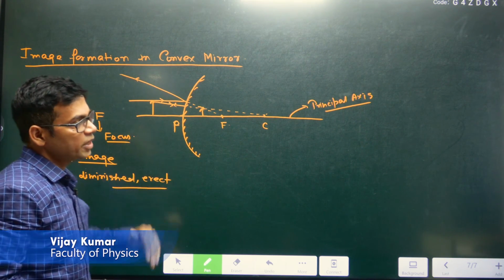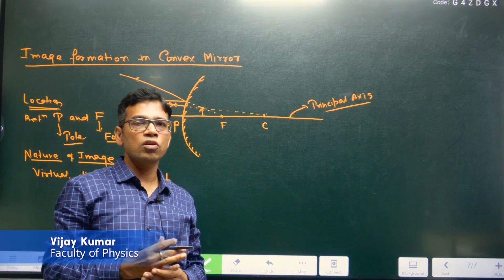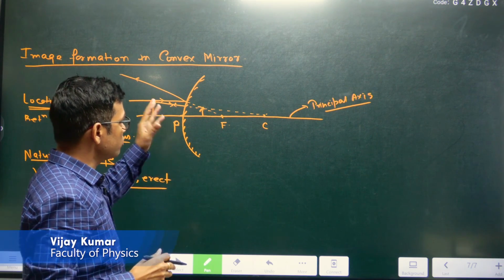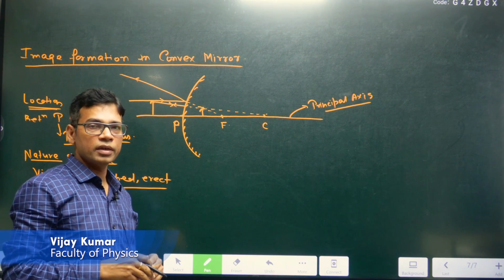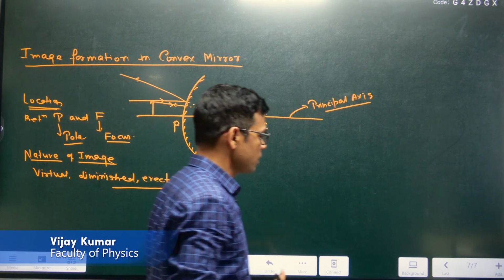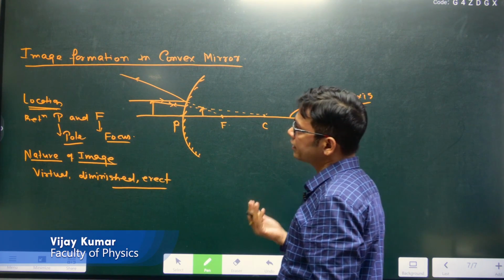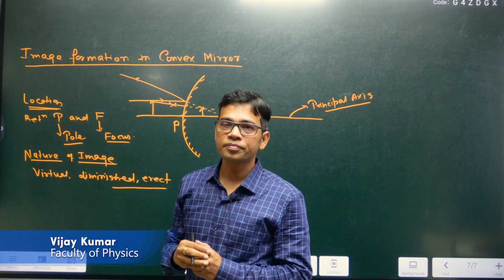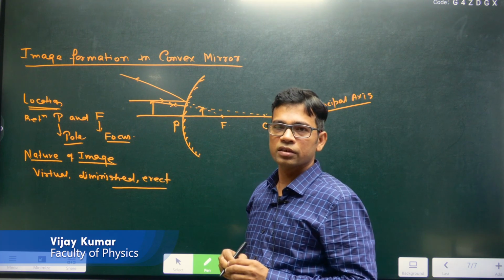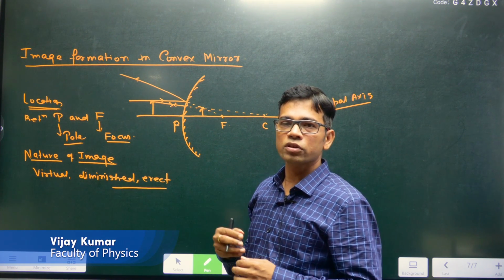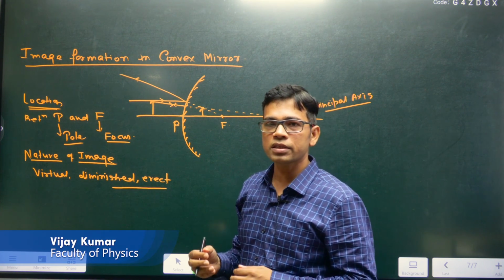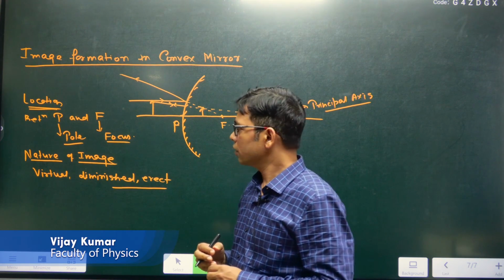So this is the formation of the image in the case of curved mirrors. Now the most important thing: we will come to the direction that will be considered for the object distance, image distance, focal length, all these things.